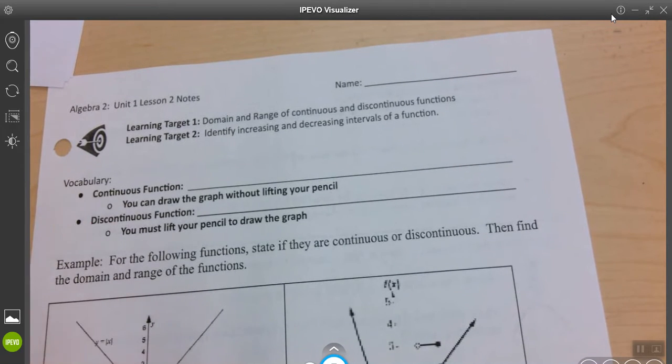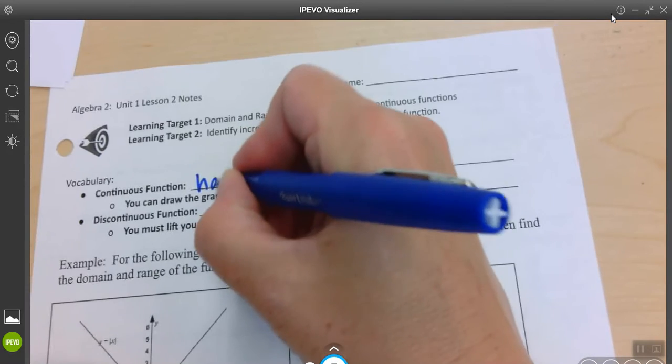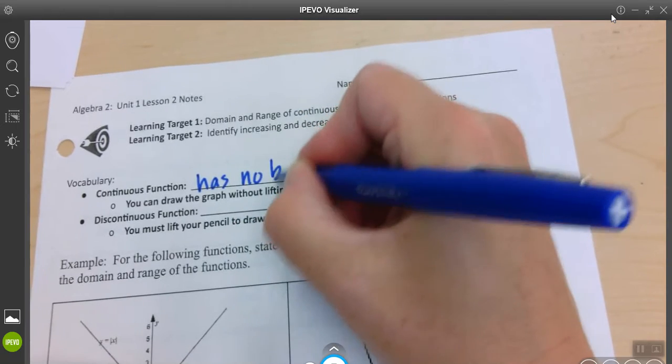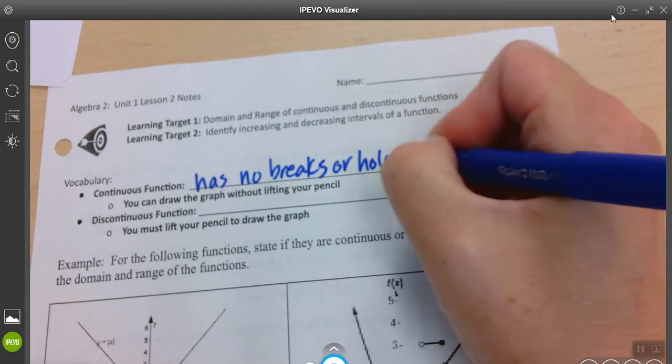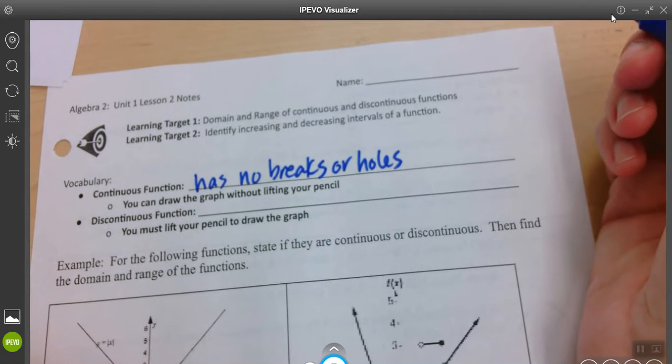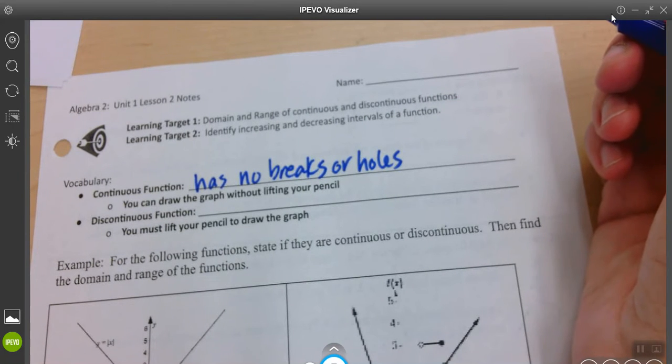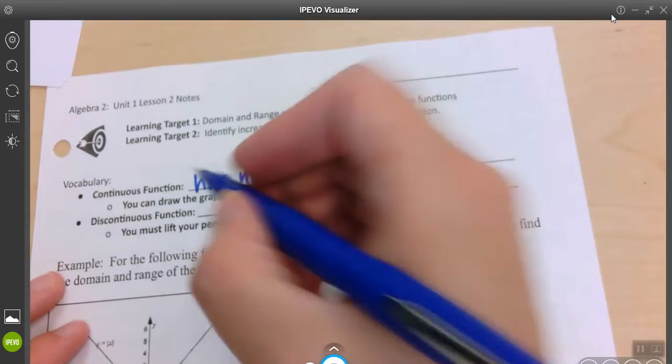So a continuous function is a function basically that continues. It has no breaks or holes. A discontinuous function does not continue everywhere. It does have breaks or holes.